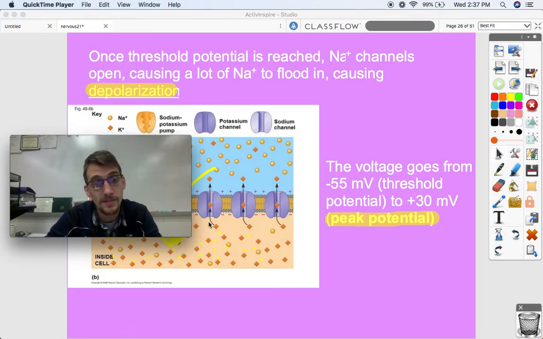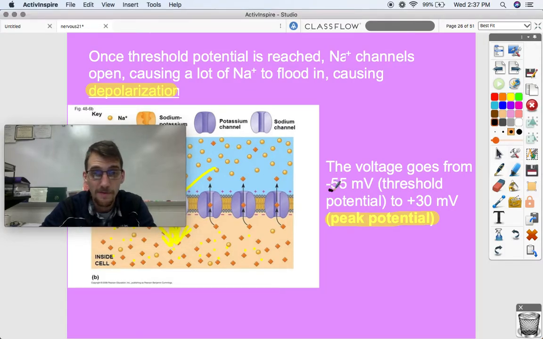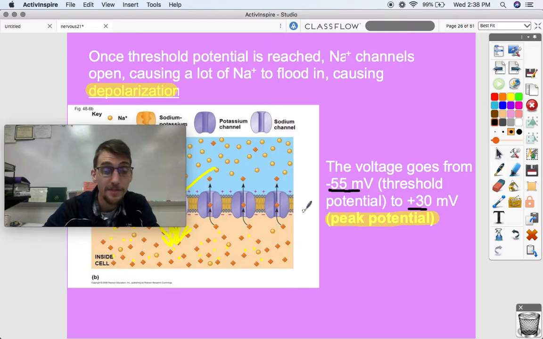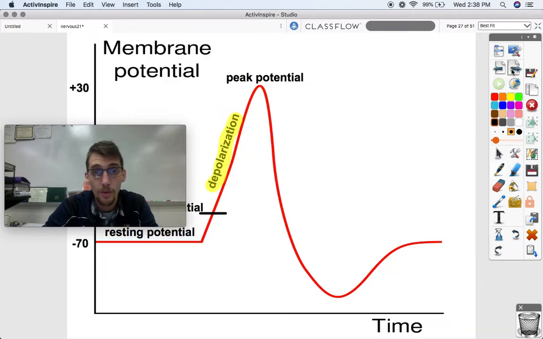In fact, there's so much sodium that rushes in from the outside to the inside of the cell that the voltage goes from negative 55 all the way to positive 30. And we have another term. We've talked about resting potential. We've talked about threshold potential. The third potential that we're going to be talking about is peak potential, which is positive 30 millivolts. Think back to that GIF that I showed you, positive, negative, just switch sides very briefly. We're about there. We've started to depolarize. All that sodium is rushing into the cell up until the point that we reach positive 30 millivolts, and that's what we call peak potential.